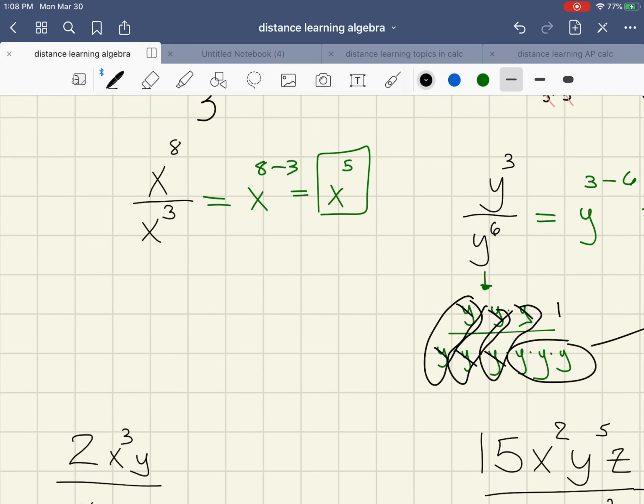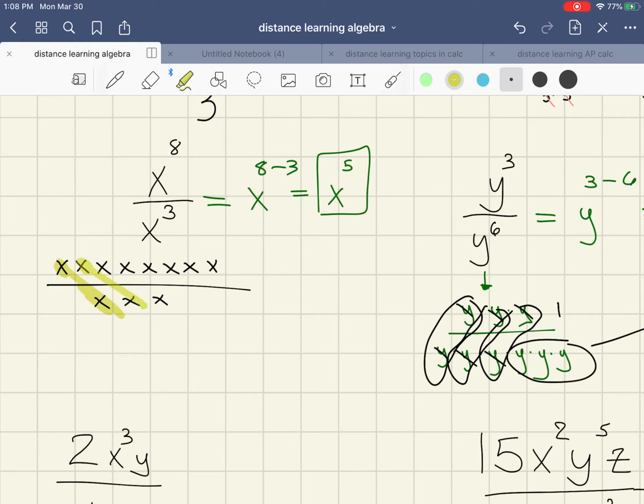And again, if I looked at this, x to the 8th is 1, 2, 3, 4, 5, 6, 7, 8, and then 3 x's. So this x and that x will cancel, this one and that one, this one and that one, leaving me these 5 x's, all in the numerator. So if you were looking at the x to the 5th, it really is x to the 5th over 1.